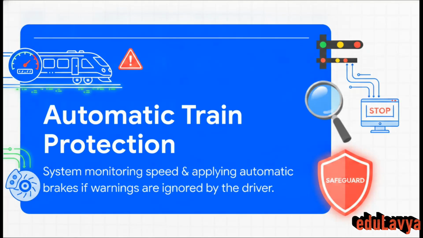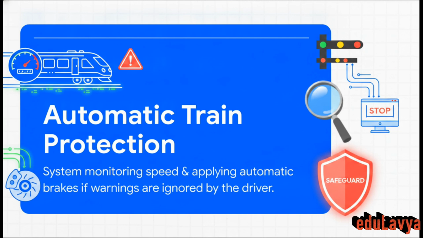All right, Section 1, Introduction to ATP Concepts. To truly master modern signaling, we need to take a brief look at the history. Back in the early 1980s, European railways realized they had to go way beyond basic trackside signals and just relying on human vigilance. That massive realization led directly to automatic train protection, or ATP.